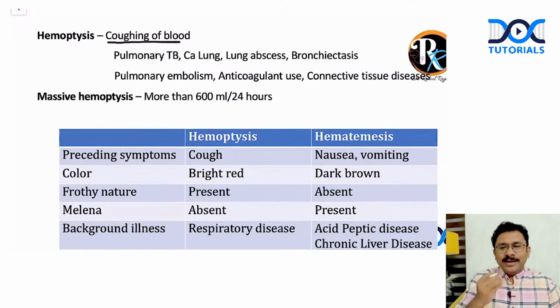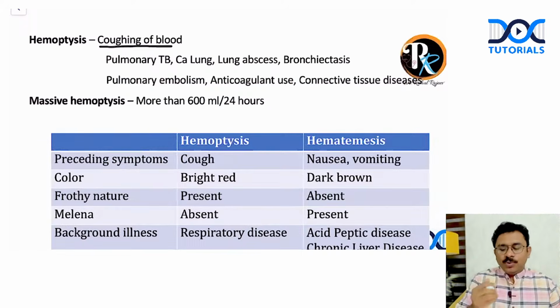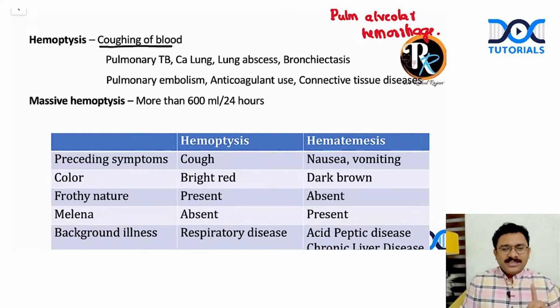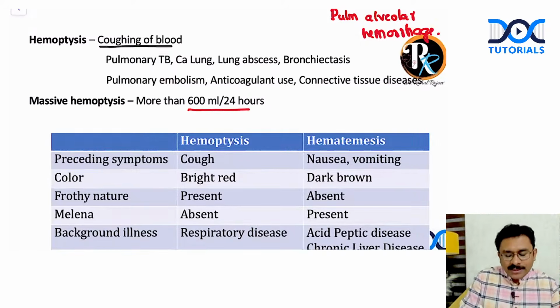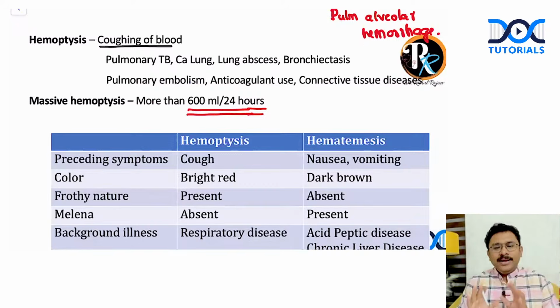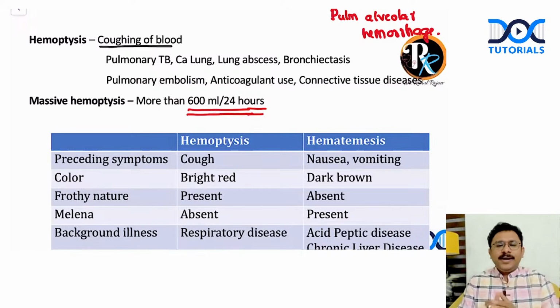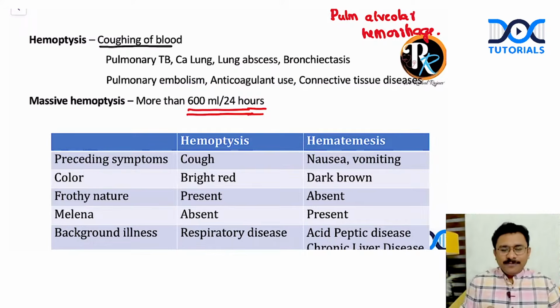Because if you have listened to my lecture on SLE, I have told you that SLE can result in something known as pulmonary alveolar hemorrhage, and such patients can present with hemoptysis. And another question is commonly, what is massive hemoptysis? When there is more than 600 ml per hour, that is what is referred to as massive hemoptysis. More than 600 ml in 24 hours, that is massive hemoptysis. Certain textbooks say 400 ml, but the majority of them say 600 ml. If it goes above that, it is massive hemoptysis.